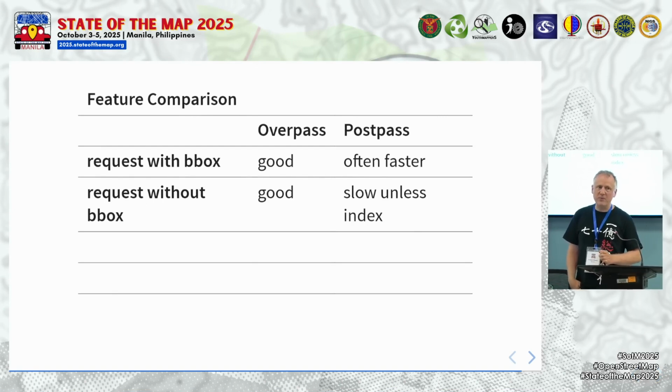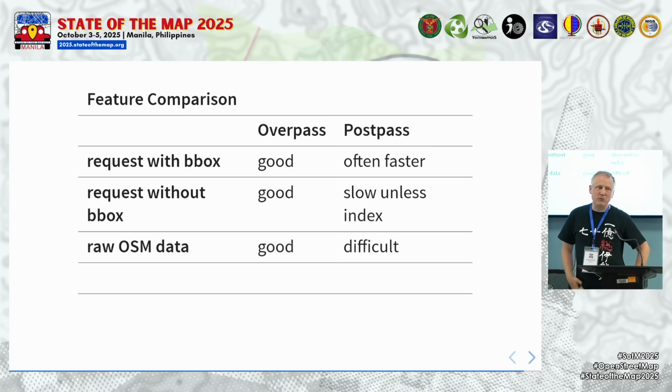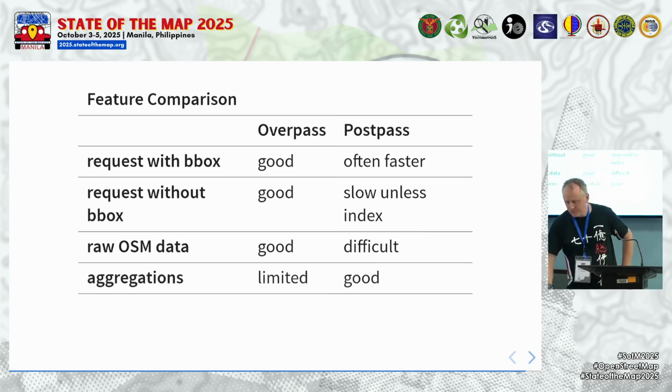In Postpass, they will be slower unless you're doing something where an index has been prepared. Requesting raw OSM data, if you want the ways or the nodes and the relation objects, because you want to load them into an editor or something, then you're better off with Overpass, because Postpass has the predefined geometries. It basically has dissolved the original objects.